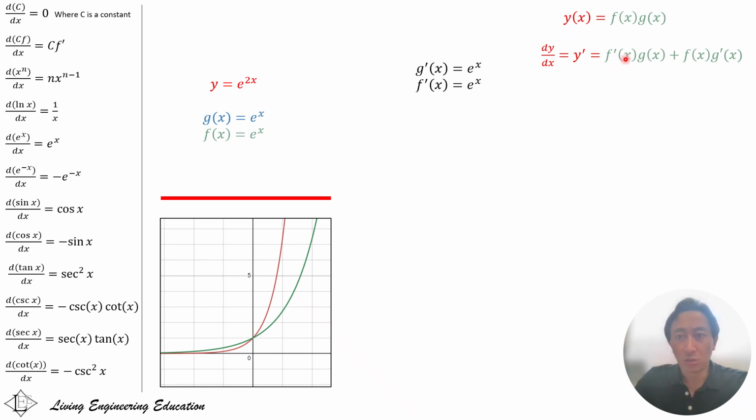Then we plug into f prime times g, e to the x times e to the x, plus f times g prime, f times g prime will be e to the x times e to the x. So what do we get? We get e to the power 2x plus e to the power 2x again. So 2 times e to the power 2x.